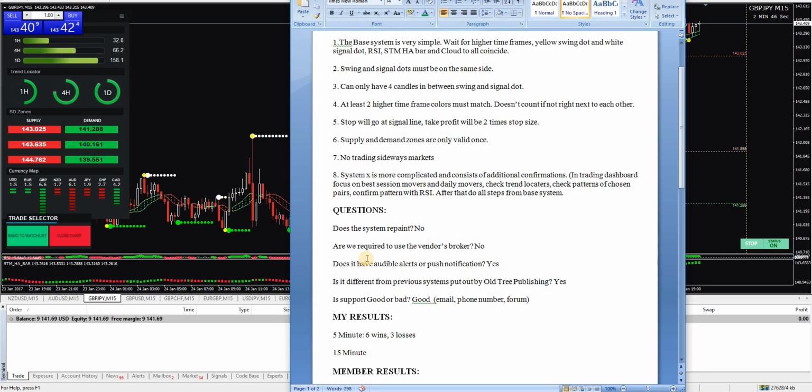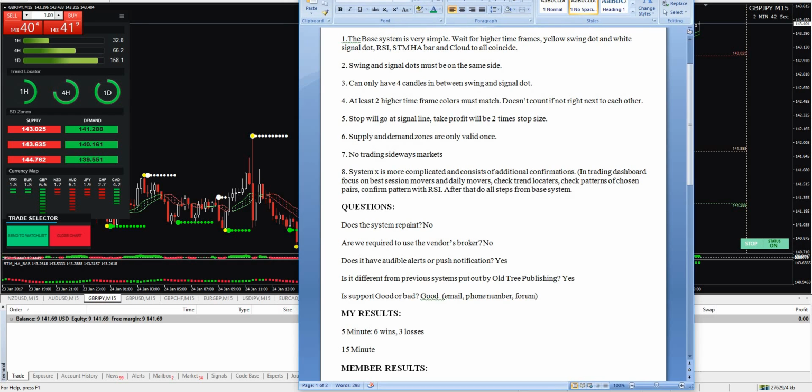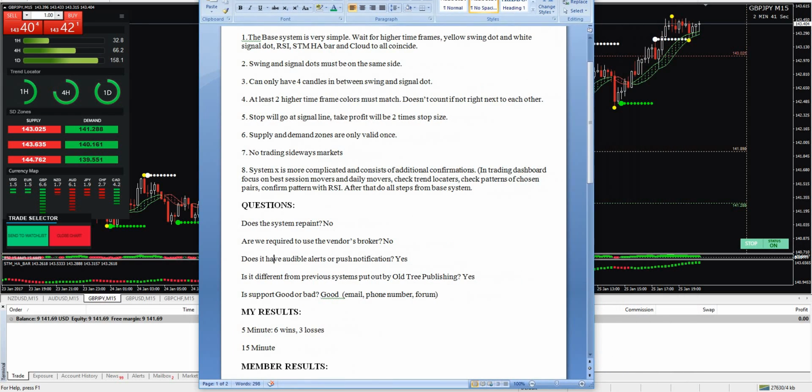All right, is it different from previous systems put out by Old Tree Publishing? I'm going to definitely have to say yes. Some of the other systems put out by Old Tree Publishing are basically really simple. Just when everything lines up, you take the trade. This one is, I don't want to say a lot more complicated, but there are several more steps that you're going to have to go through, especially when you add on Signal X to the system.